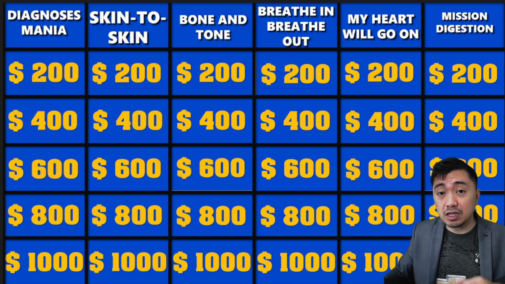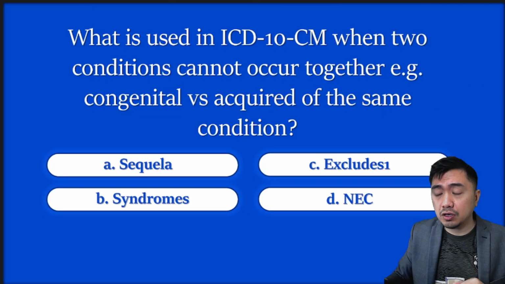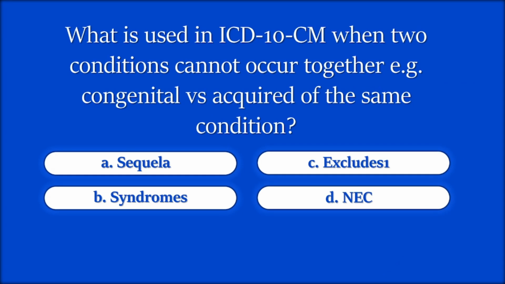The first category that we'll be discussing today is Diagnosis Mania, all about ICD-10-CM coding. Here is your first question. You can pause the video if you want to answer this one, to find the answers in your book. All right. Timer starts now. What is used in ICD-10-CM when two conditions cannot occur together? Example is congenital versus acquired of the same condition.